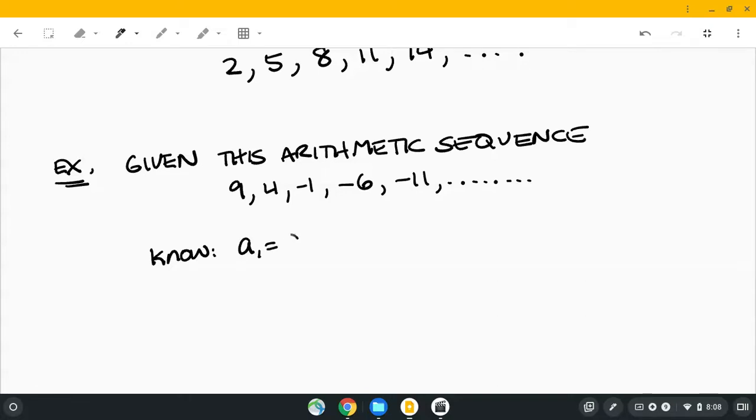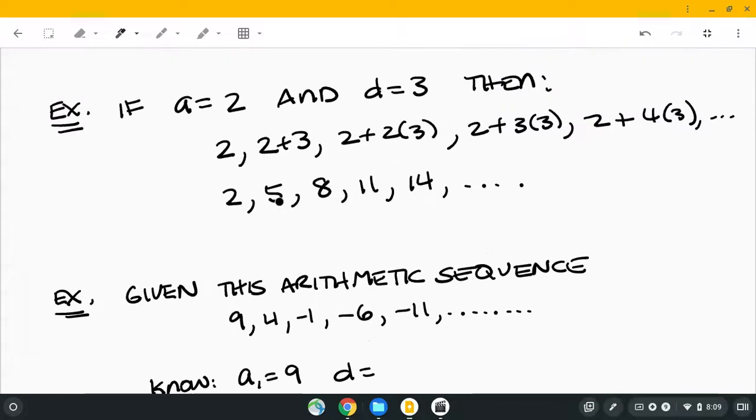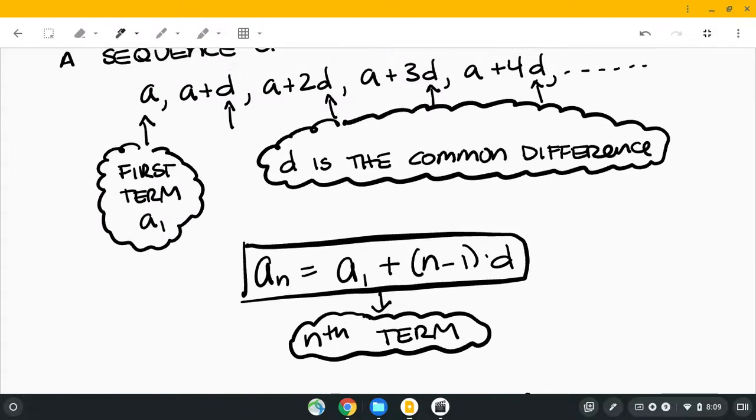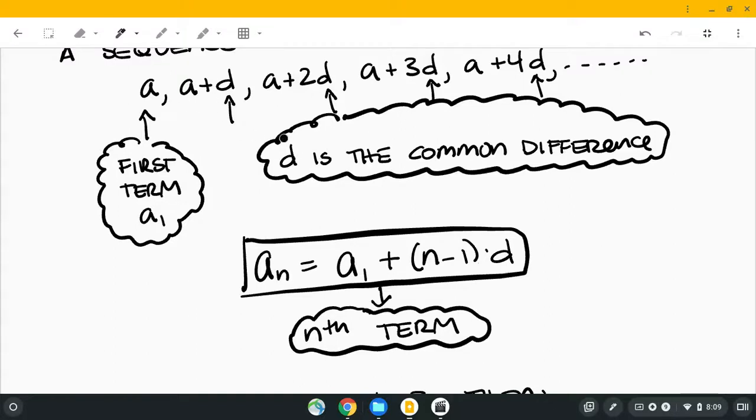Okay, so what do we know? We know A1 is 9, and we know that D is, what is D? What's the difference here? If you take a look at the difference between these two numbers, you might think of it as 5, but the order actually does matter. So you can do it this way, A2 minus A1.